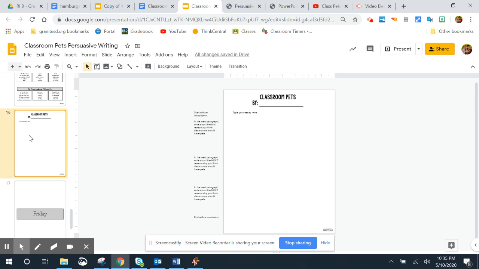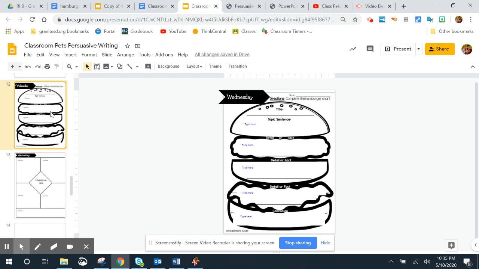On your next slide, you're going to type your paragraph. So you're going to start with your introduction. In the next paragraph, write about the first reason you think you should have class pets, then write your second reason, your third, and then end with a concluding sentence. If you have any questions, please message your teacher, but that's what you're going to be doing today, typing up your paragraph. Please remember to go back and use your graphic organizer.